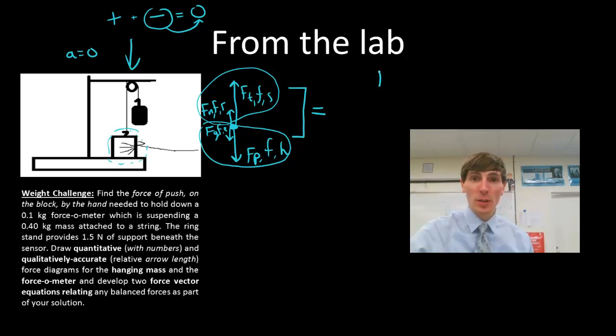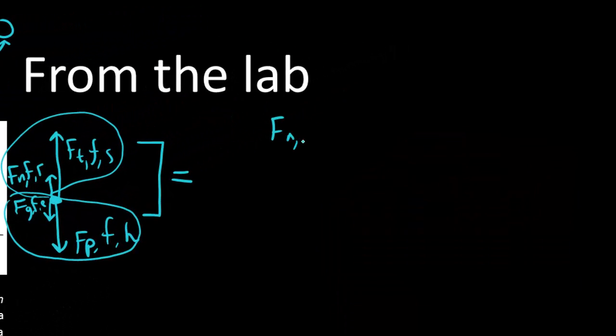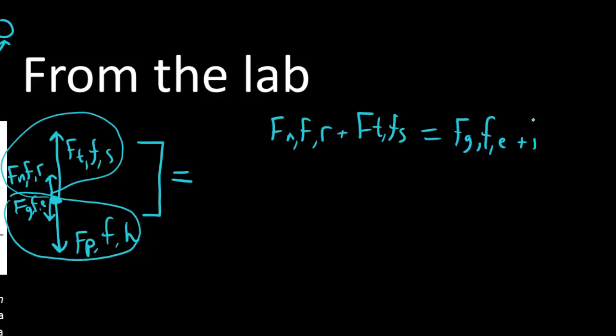So if I write a force equation, the normal force on the forceometer by the ring stand plus the force of tension on the forceometer by the string have to add up and equal the force of gravity on the forceometer by the earth plus the force of push on the forceometer by my hand. And so this is going to be an equation for my vertical forces.